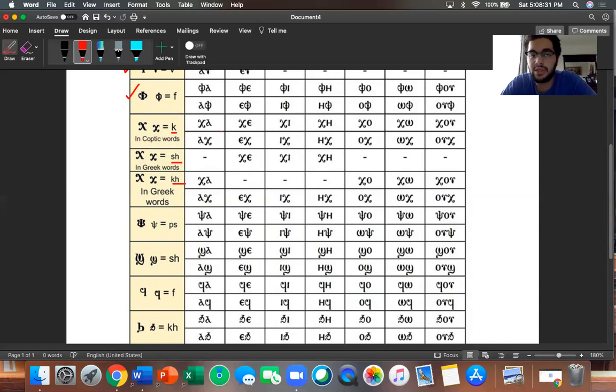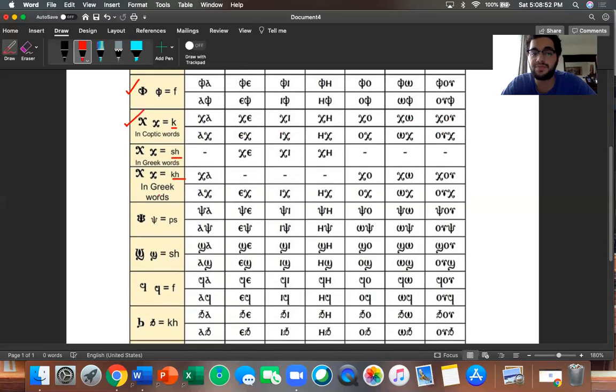So here we can go through this. It goes ka, ke, ki, ko, ku. Here you have ak, ek, ik, ok, uk. So that's easy. You just have to know which word is Coptic and which word is Greek, and we'll learn that once we look at some vocabulary words that are from Coptic and from Greek origin.